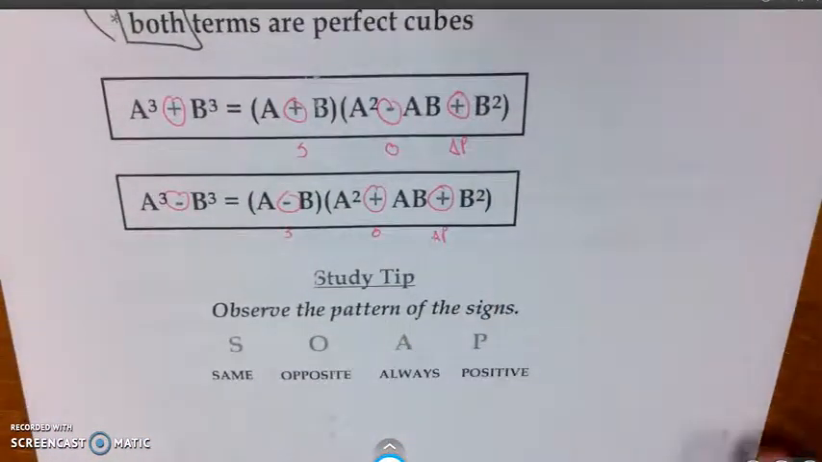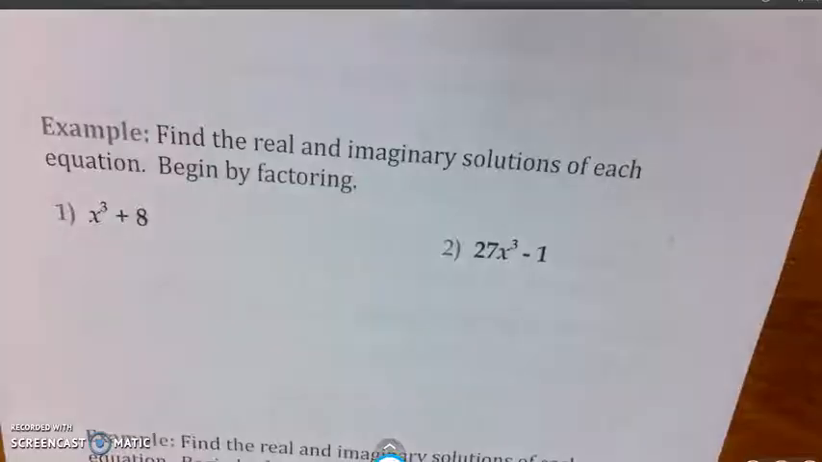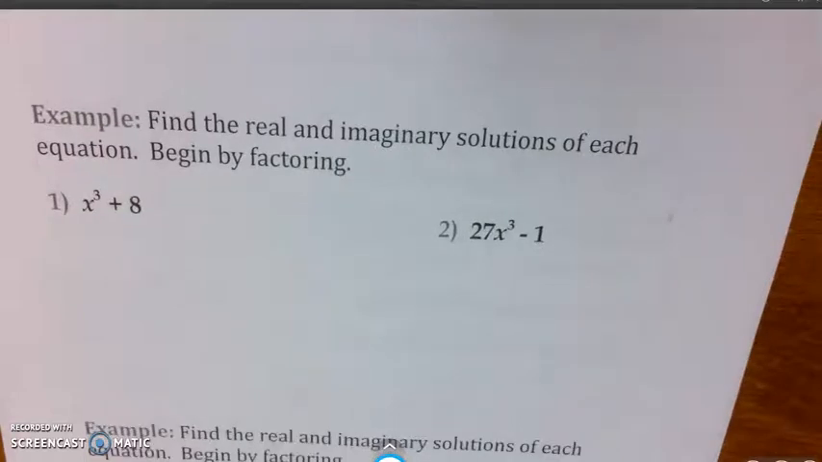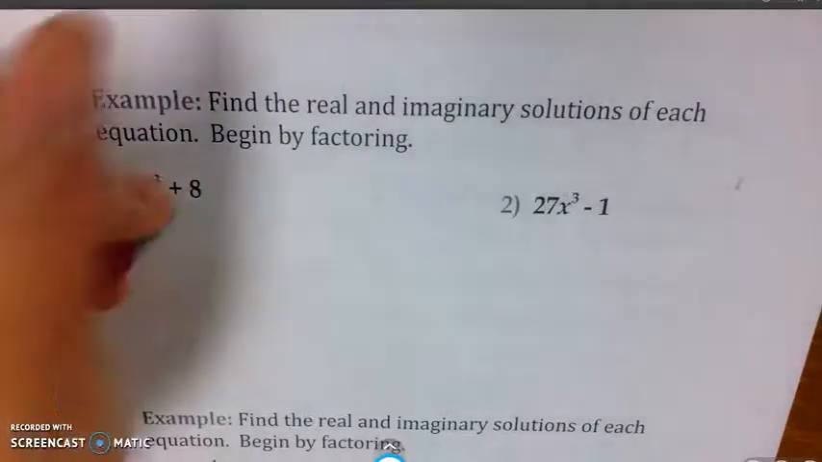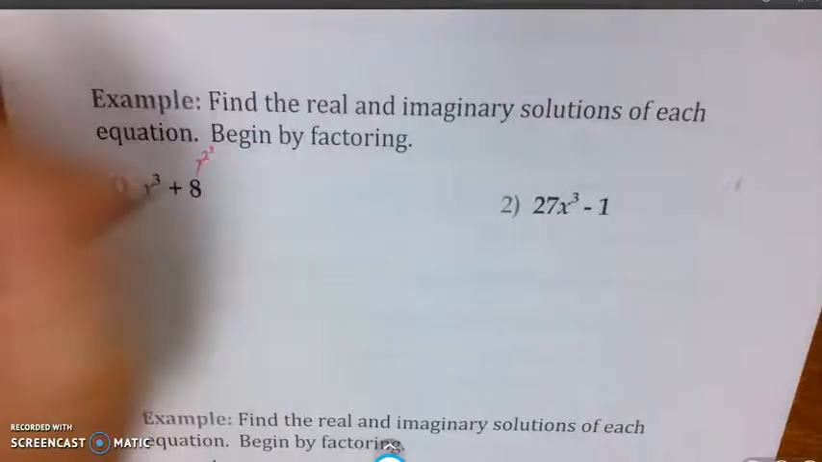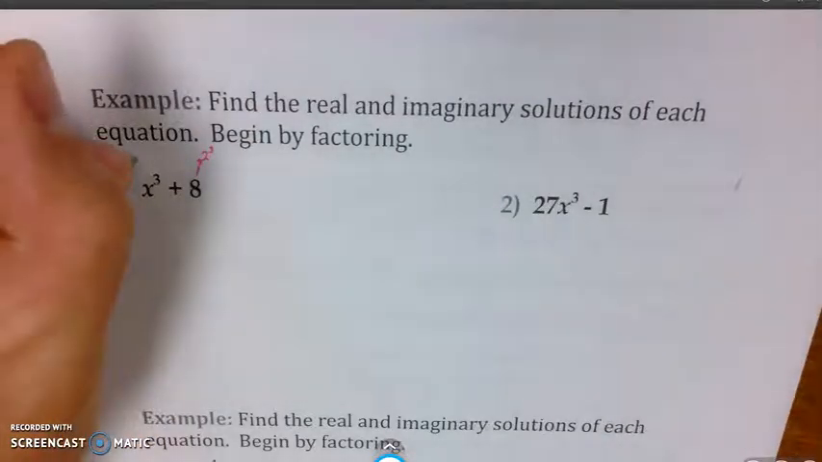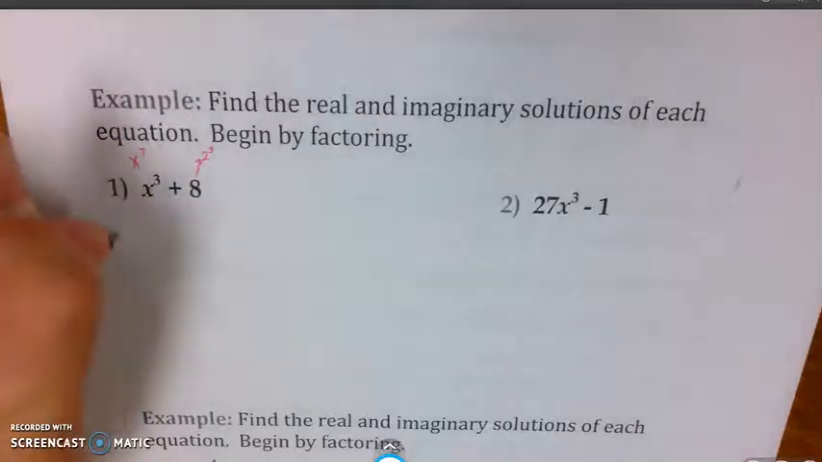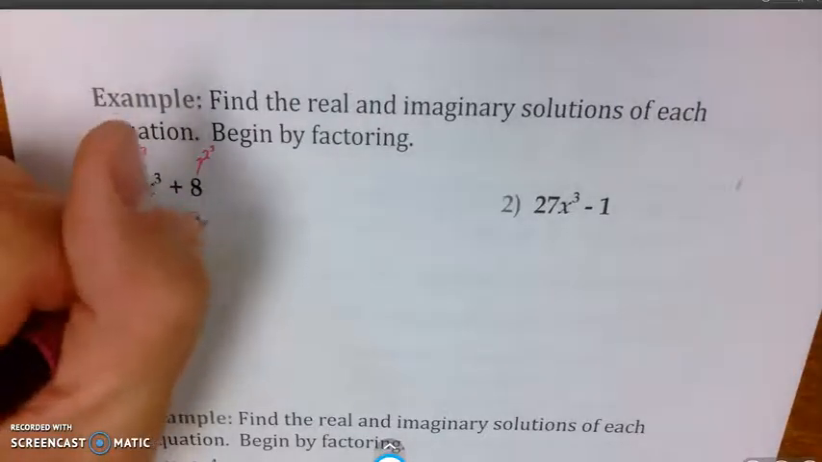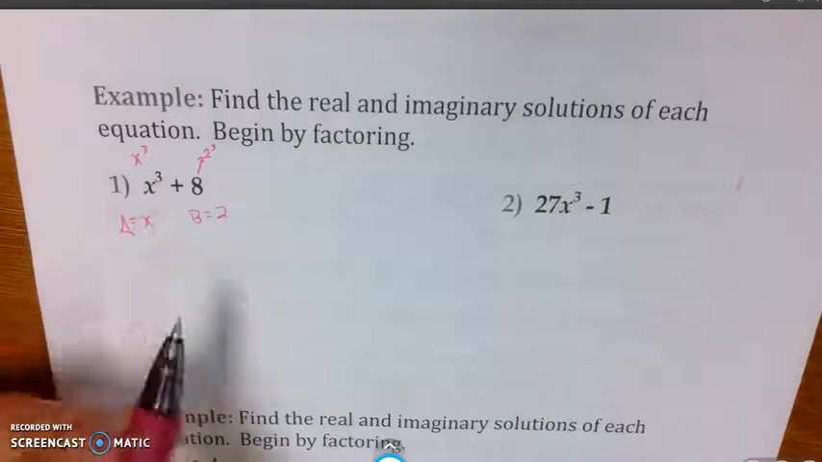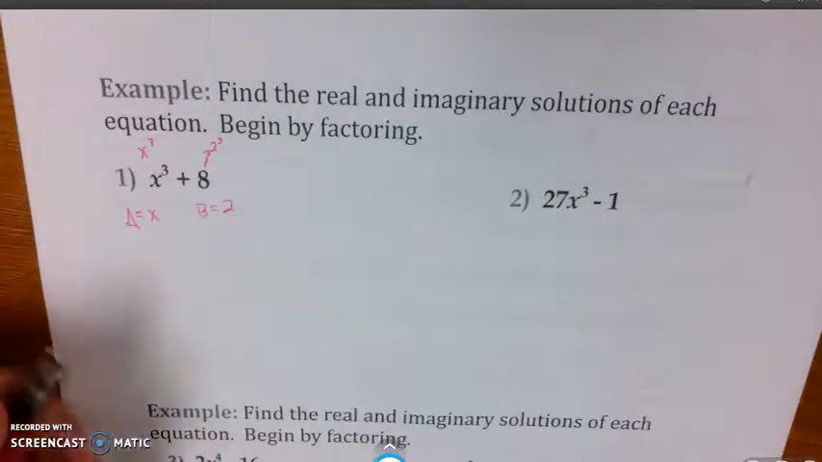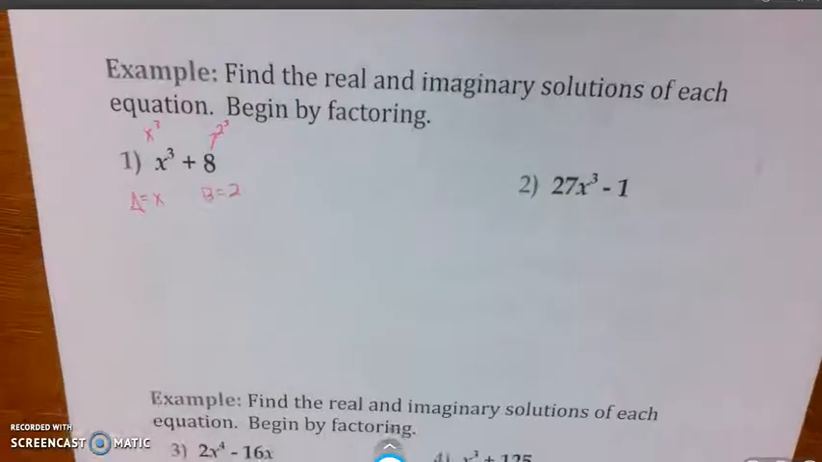So let's see some examples. Again, in the interest of time, we'll probably only do maybe 3 of these. So let's do number 1 here. X cubed and 8. Well, I know 8 from the list is really 2 to the 3rd power. And x cubed, well, that's just x to the 3rd power. So I'm basically getting my a and b values here. If a is x and b is 2, then a cubed is x cubed, and then b cubed is 2 cubed, or 8.